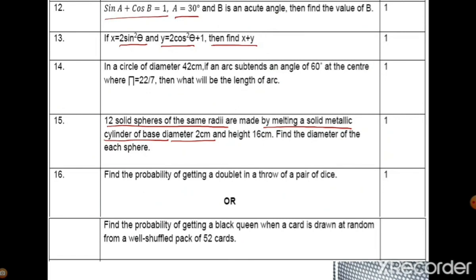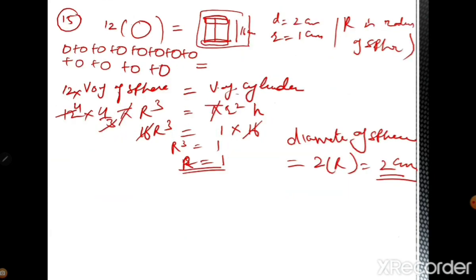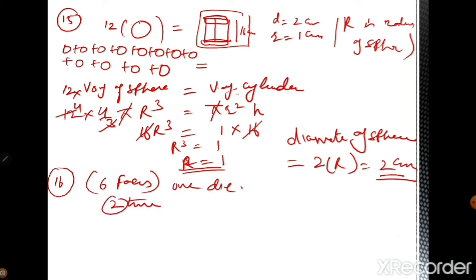16th question now. Find the probability of getting a doublet in a throw of a pair of dice. Now if we have one die and I am going to throw it twice, see, on one die there are 6 faces. For one die, if I am going to throw 2 times, what am I getting? 36 outcomes.